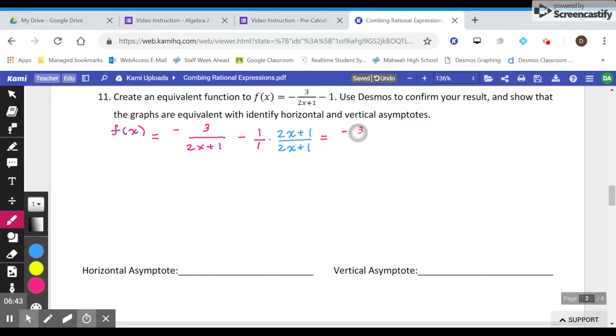So my first term stays the same, negative 3 over 2x plus 1, minus 1 times 2x plus 1. So that's not going to change, but we are going to be super careful with that minus sign, over 2x plus 1. And that's equal to, first we're going to combine them into one fraction.